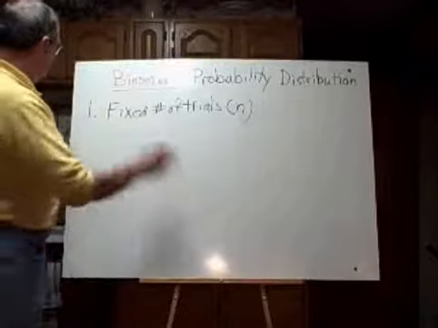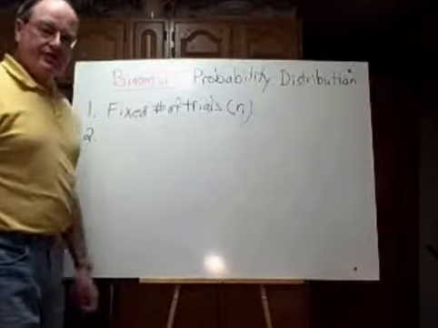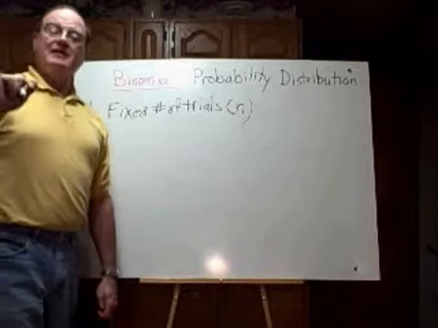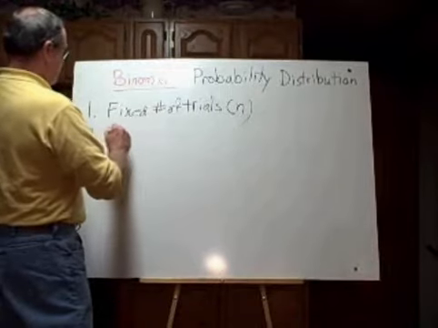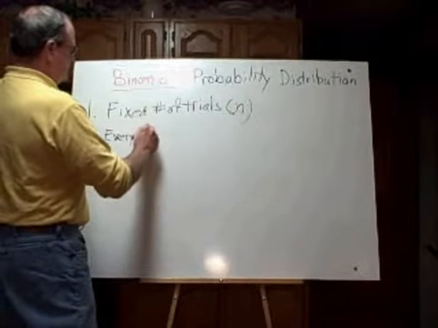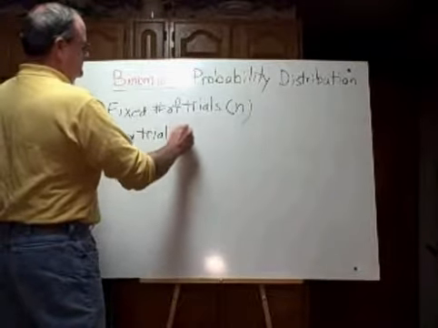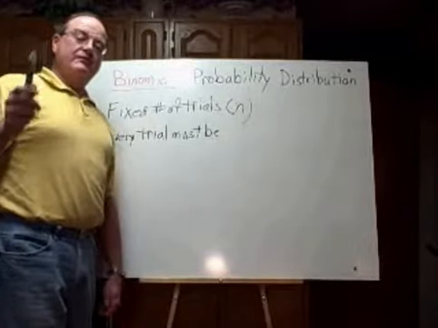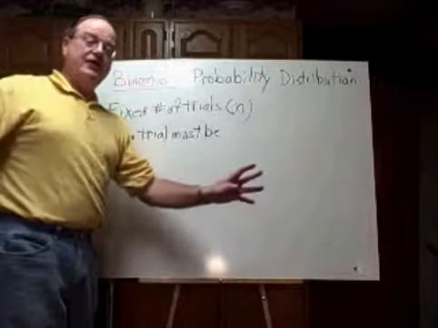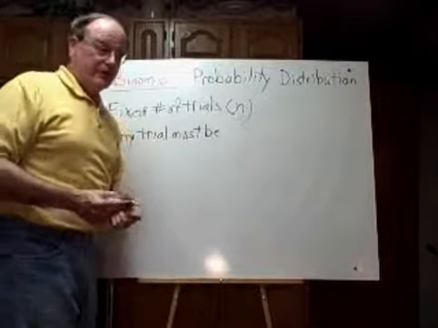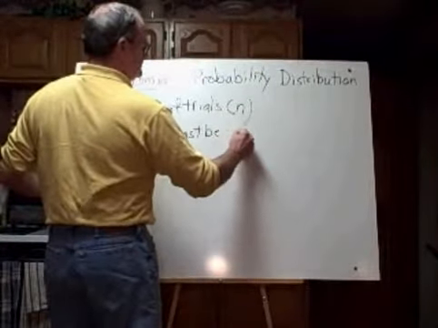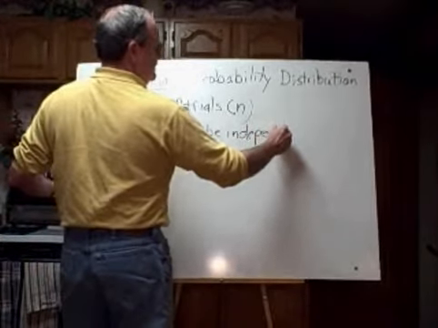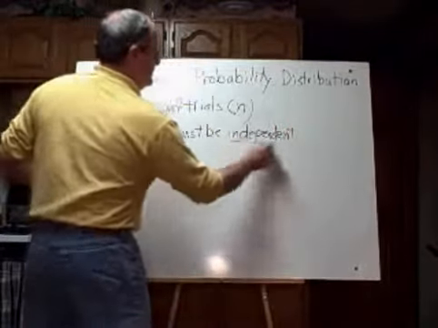Number 2, the second thing that must be true is every one of these N trials must be independent. And please recall what we mean by independent. That means the outcome of any one trial can have absolutely no effect on the outcome of any subsequent trials.